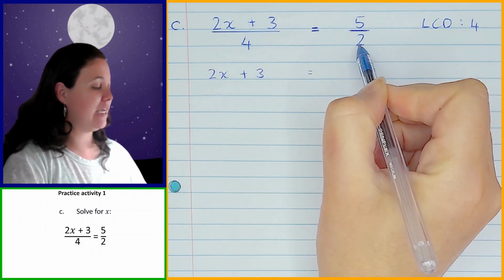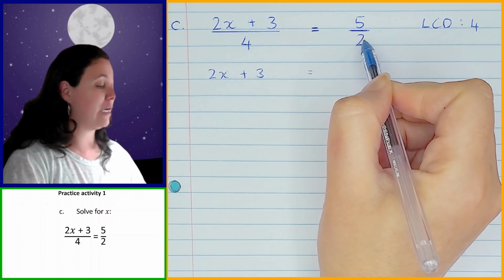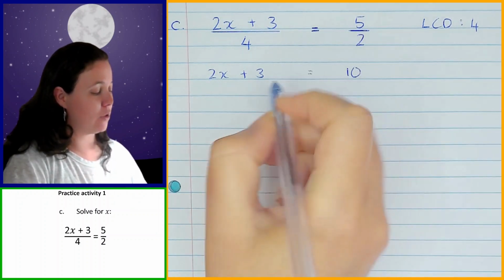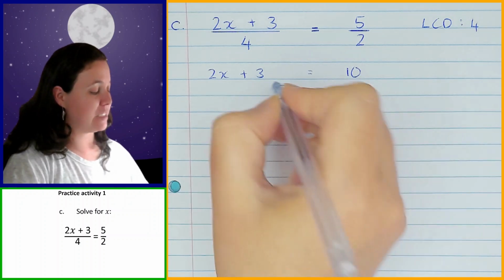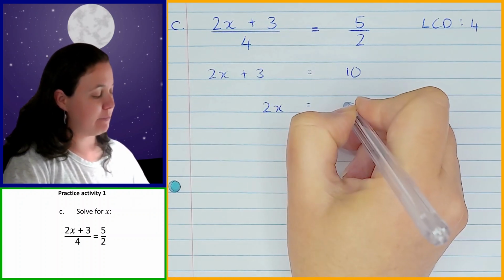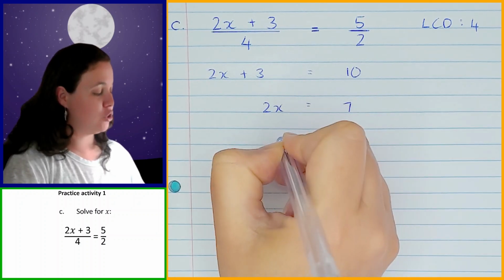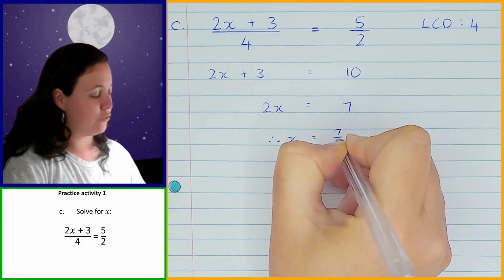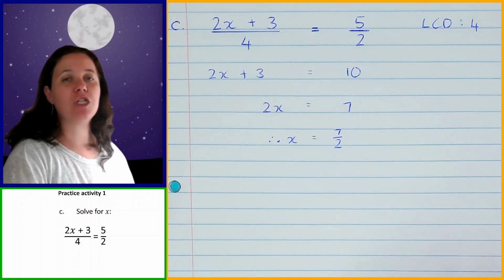equals, and then over here, I'm going to multiply 2 by 2 to get 4. So then I times the top by 2, and that gives me 10. Okay, so now we can go and solve for x. So I have 2x equals, I need to subtract 3 on both sides, that gives me 7. Then I need to divide by 2 on both sides, so therefore x is equal to 7 over 2. We can't simplify that, so we're done with that question.